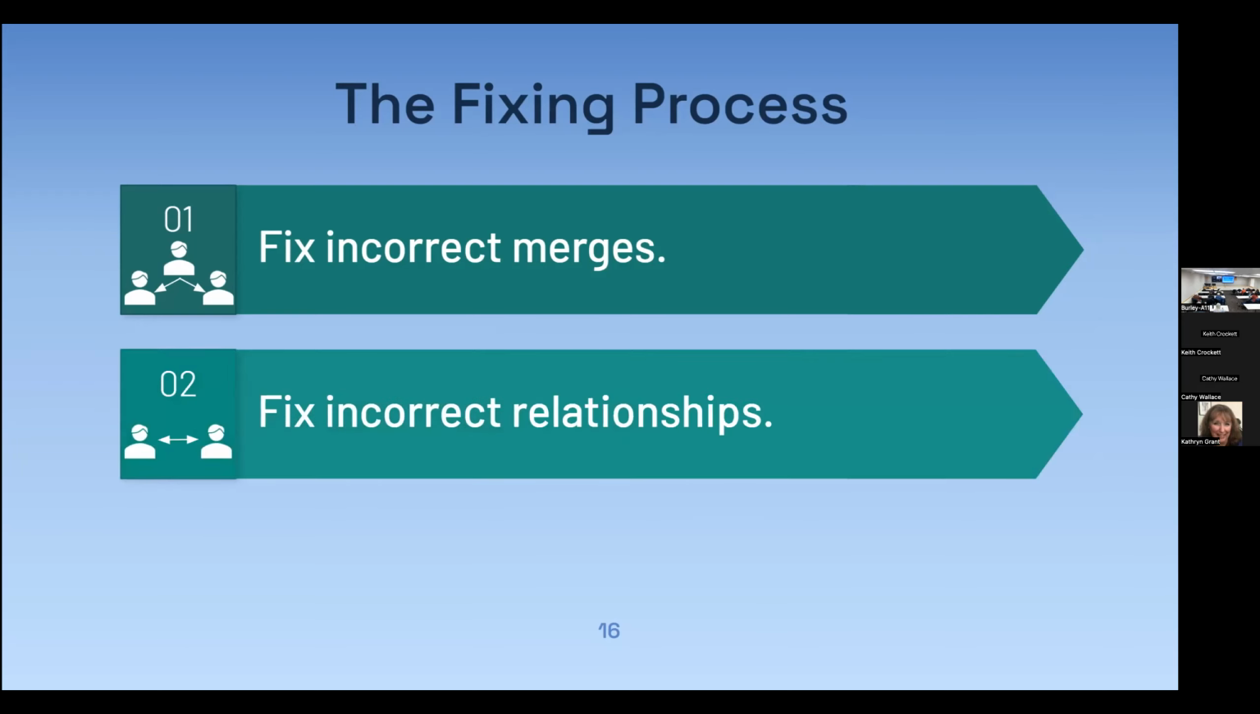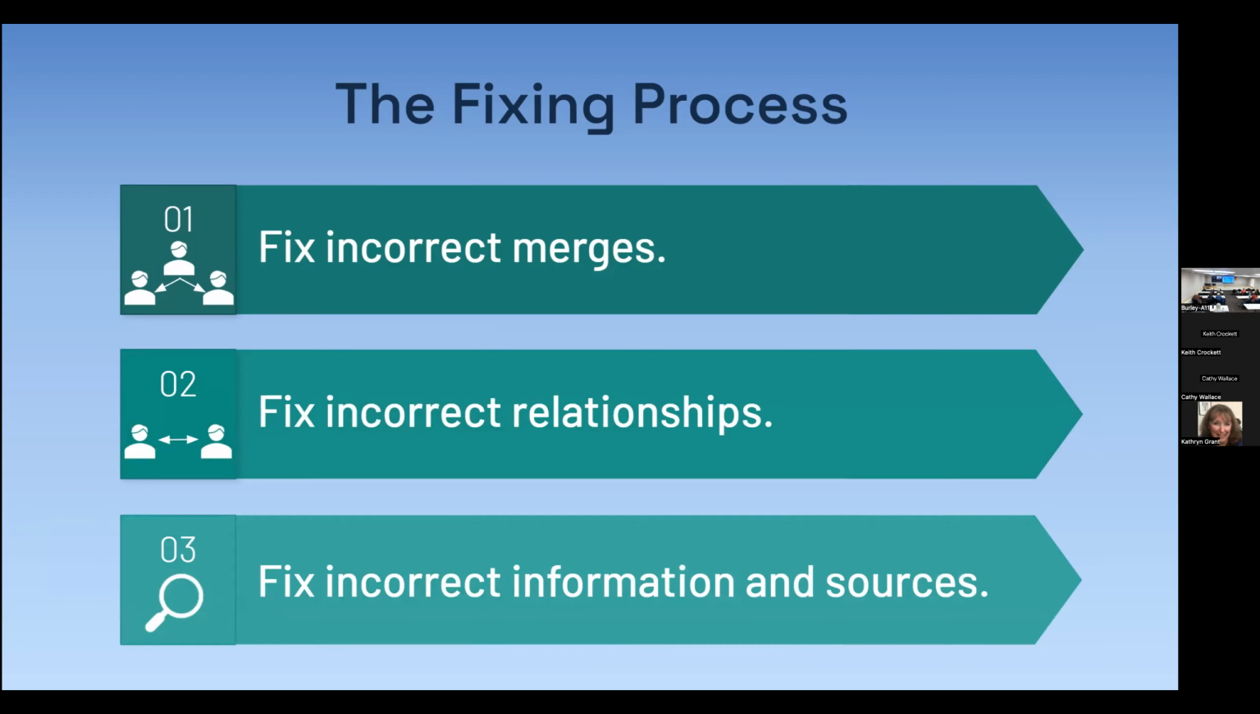After you've repaired the bad merges, then you fix the incorrect relationships, such as wrong spouses joined together or wrong children and wrong parents. After that is all cleaned up, then you fix the remaining incorrect information, such as a wrong birth date or a wrong source. I found that it is really essential to do it in this order to have the best chance of success.